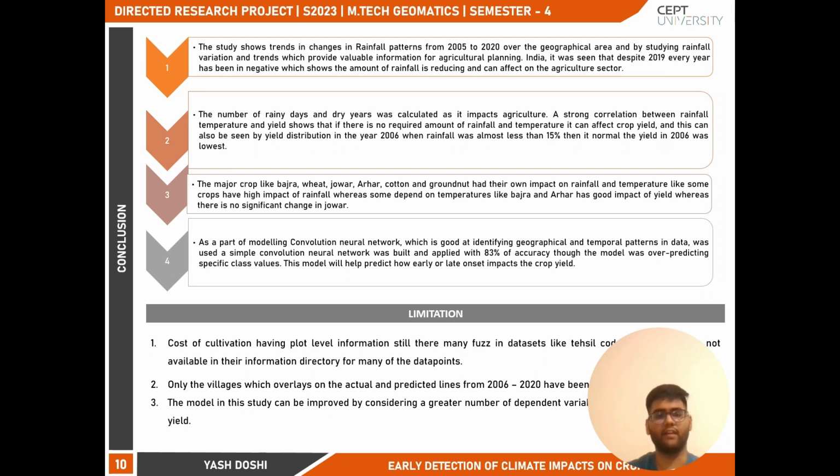Then, major crops like bajra, wheat, and jowar have their own impact on rainfall. Some have a higher impact on rainfall, whereas some have no significant change because of this parameter. As well as this, the convolution model was implemented, which was good in identifying the geographical and temporal pattern in the dataset, with an accuracy of 83%. Though, because the accuracy was 83%, this model was over-predicting specific class values. This model will help predict how early and late onset impact the crop yield.